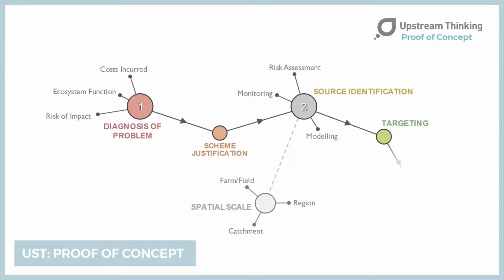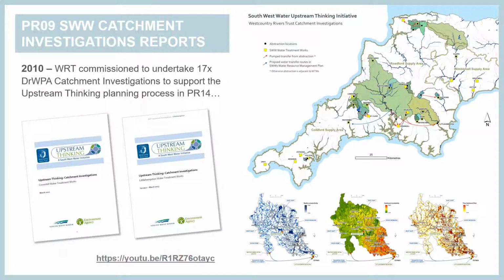So let's get started. Starting off with diagnosis of the problem and scheme justification. Back in 2010, South West Water commissioned Westcountry Rivers Trust to undertake 17 drinking water protected area catchment investigations, and the aim was to support the development of the Upstream Thinking planning process that was undertaken in the periodic review 2014.